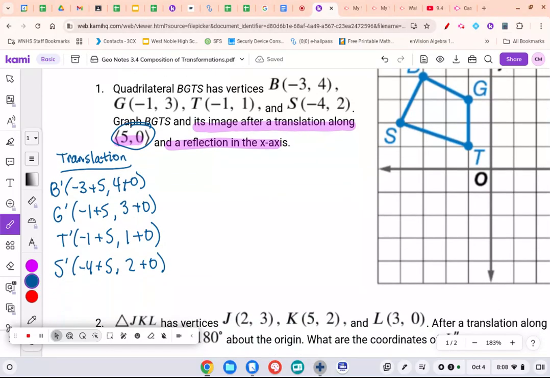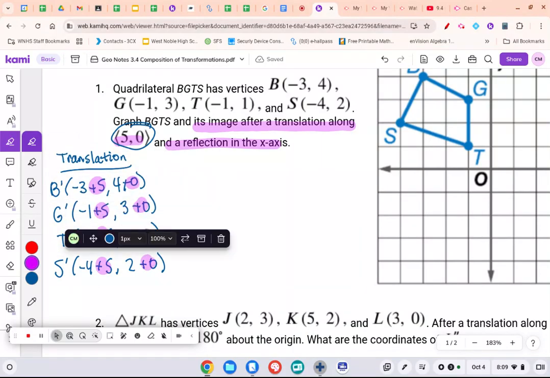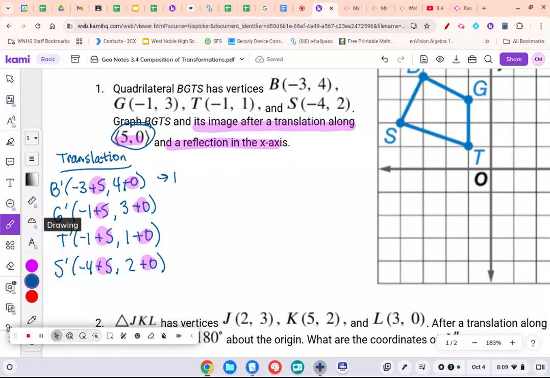So if you look here, my vector is included in each of these coordinates. So I can go ahead and simplify. B prime is 2, 4. G prime is 4, 3. T prime is 4, 1. And S prime is 1, 2.